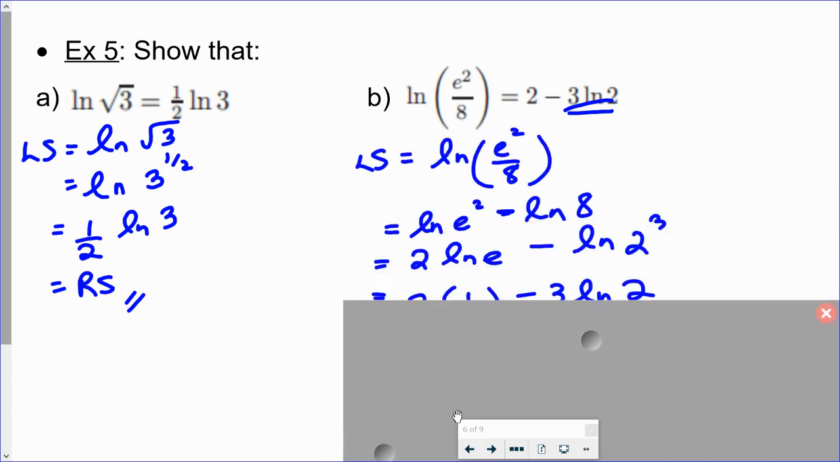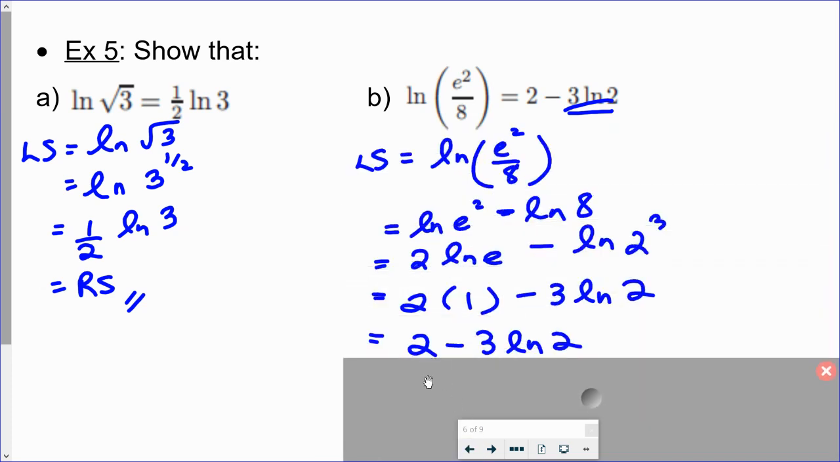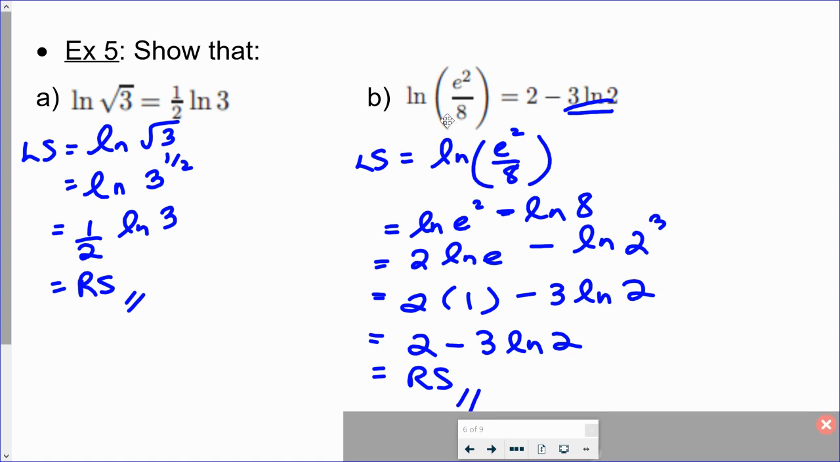Likewise, okay, a little more work here. I could start with the left-hand side. I'm always going to start with the side that looks a little more complicated. And I'm going to start by rewriting this as ln of e squared minus ln of 8. I'm going to drop this exponent in front of the expression here, and I'm going to rewrite the 8 as 2 to the exponent 3.